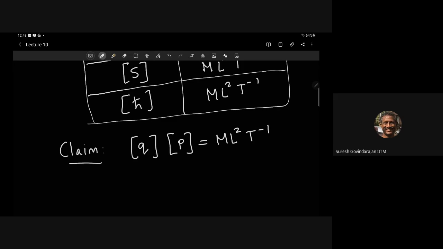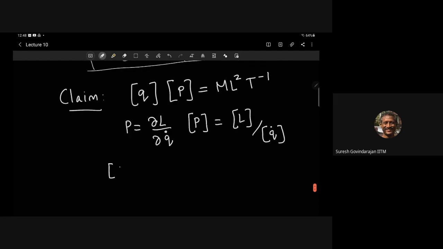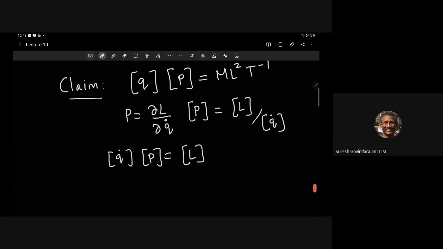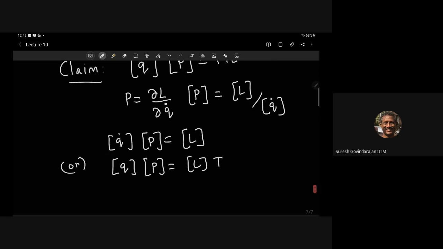Okay. And so how do we prove it? We know how L is there, right? So P is defined to be dL by dQ dot, right? This is the definition of the momentum conjugate to Q. So this thing P is the same as L divided by Q dot. So we can just show Q dot times P is the same as L. And now Q dot, I can remove the dot, times P, or L times t, which is the same as action.